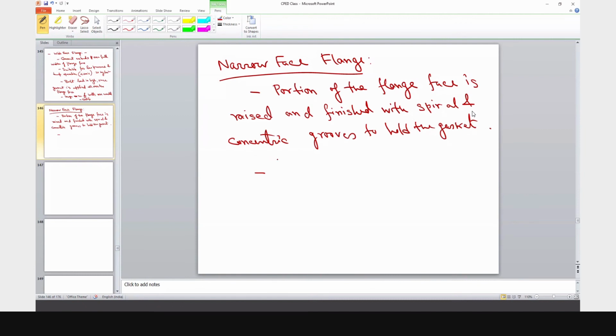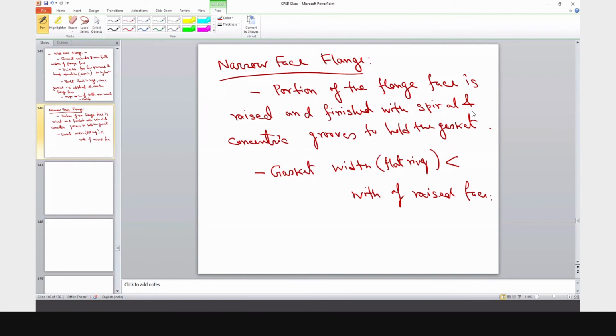And the gasket, with a flat ring type, is less than the width of the raised face.